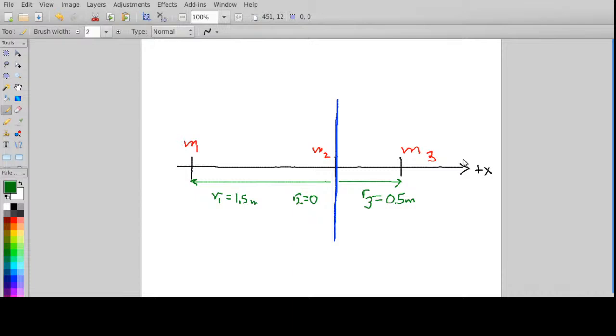Sometimes students will get confused between the moment of inertia and center of mass. The center of mass uses x values measured off of the x-axis, and the moment of inertia uses r values measured from the axis. So irrespective of where you put the origin, it's simply the distance from the masses to the axis, and the axis there is in blue. Once again, M1 is 1.5 meters from the axis, M2 is 0 meters from the axis because it's right on it, and M3 is 0.5 meters.